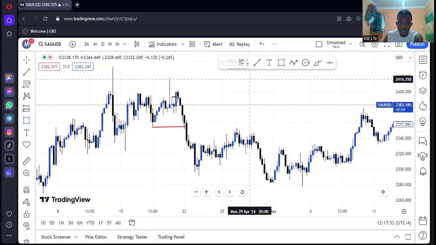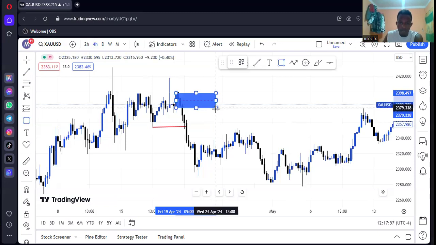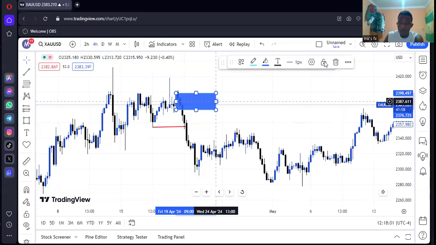Where's the last opposite candle? This is the last buy candle. This is my order block, right? But this order block is too big now. So I'm going to consider the fair value gap, which is there now.